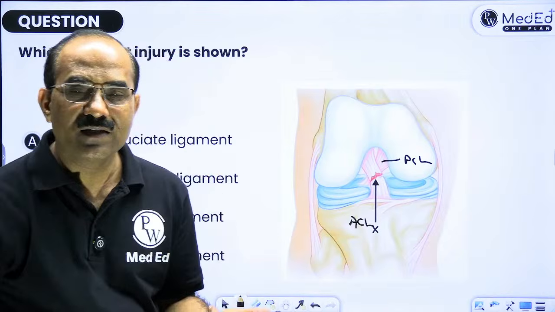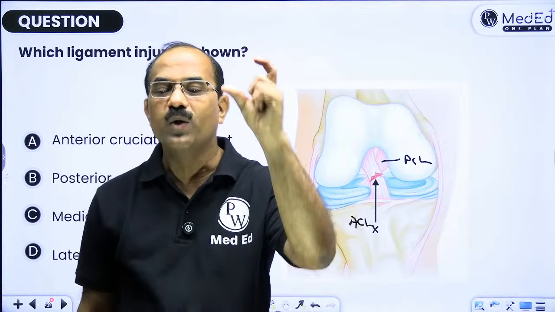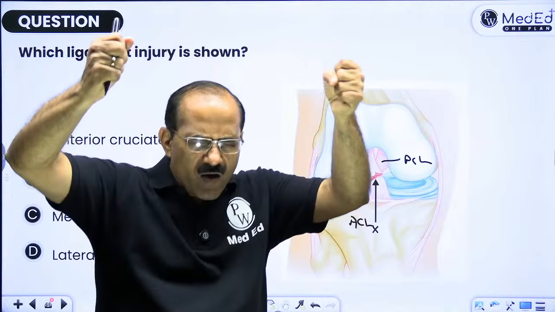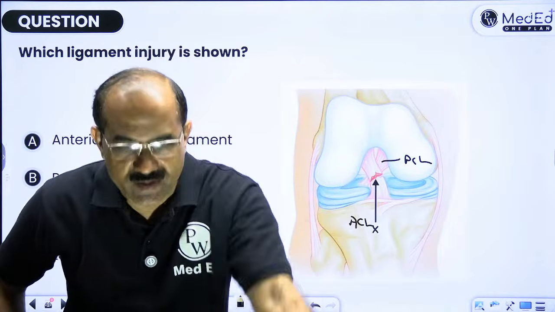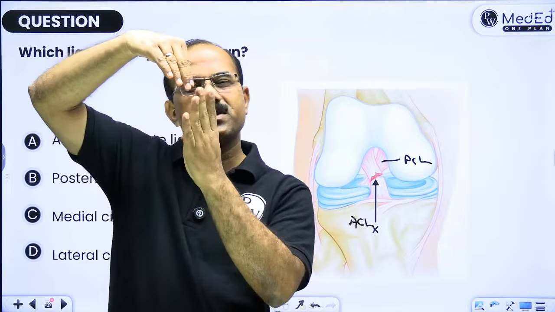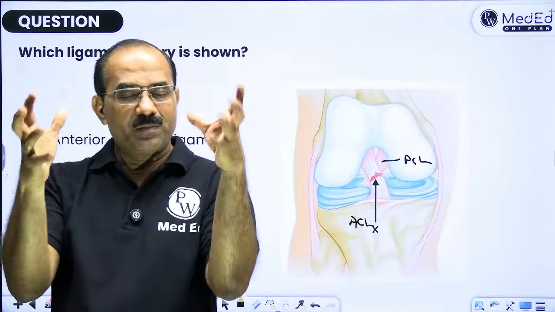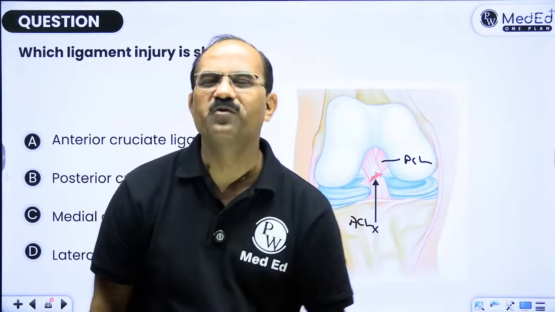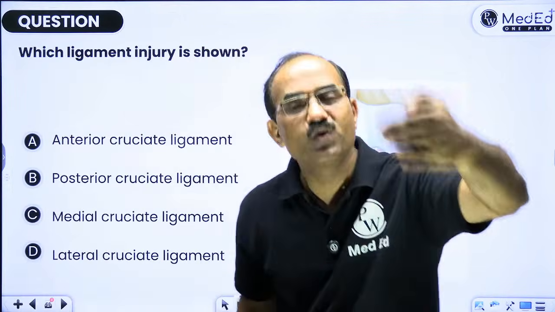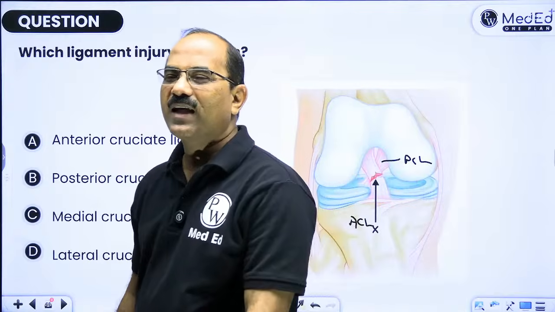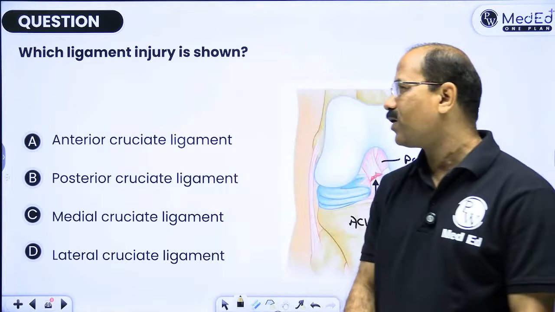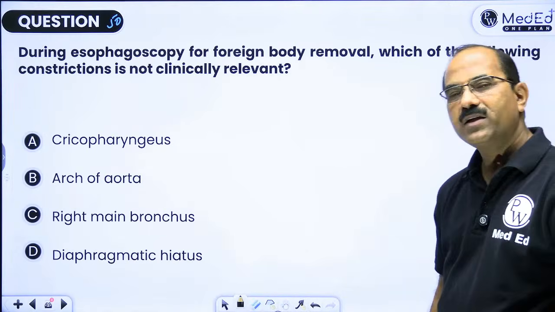If the ACL is damaged, what is that sign known as? Anterior drawer sign. And this ACL becomes taut, tensed in extension. What does PCL do? PCL prevents the posterior displacement of tibia, and the PCL becomes tensed in flexion. Both these cruciate ligaments are intracapsular and extrasynovial. ACL prevents the anterior displacement of tibia on the femur. That is called the anterior drawer sign if it is injured.